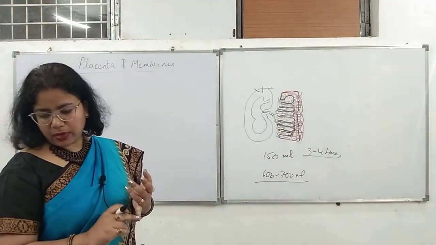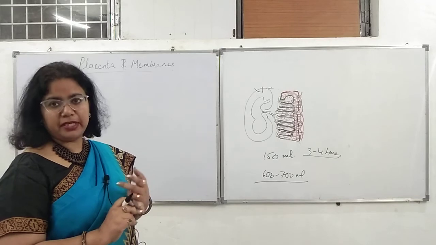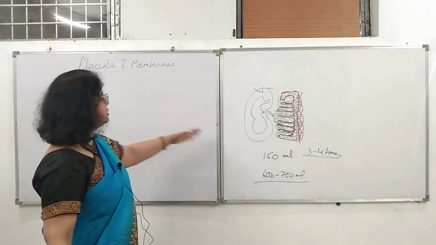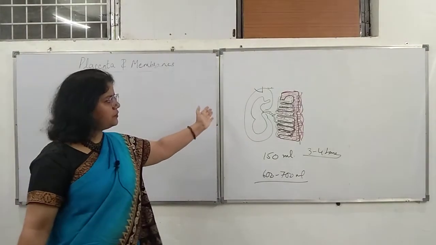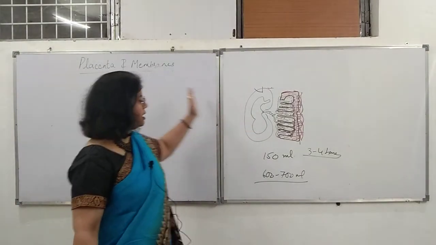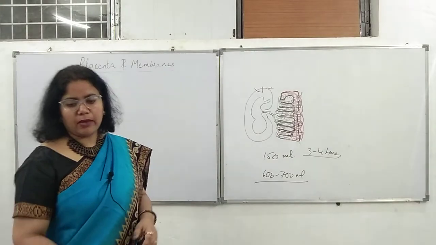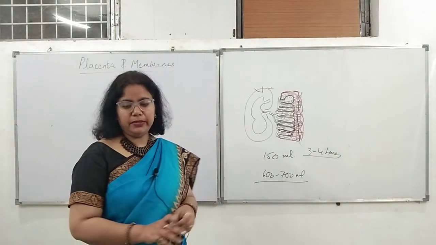So, the functions are respiratory function, excretory function, and nutritive function. Oxygen goes by simple diffusion. In the first video, I have explained simple diffusion. Now, amino acids are transported actively.